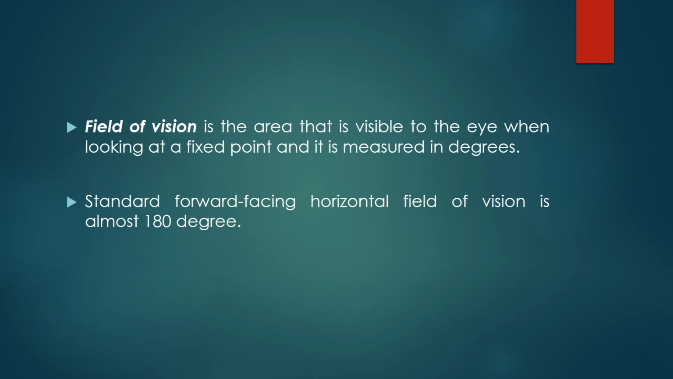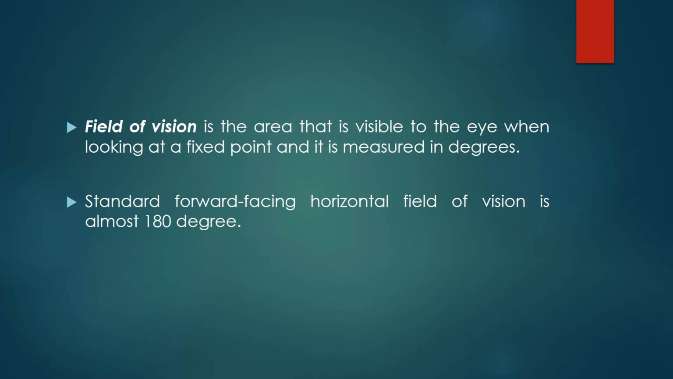Now the second term, field of vision. Field of vision is the area that is visible to the eye when looking at a fixed point, and it is measured in degrees. Here two things are important which differentiate field of vision from visual acuity. Field of vision is an area, not a distance. It is an area that is visible to the eye when looking at a fixed point.